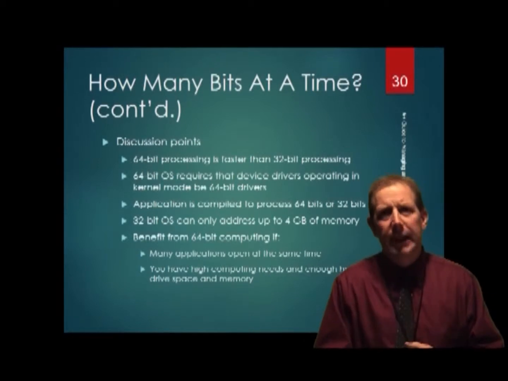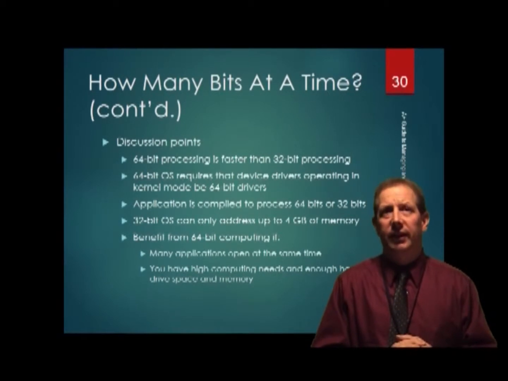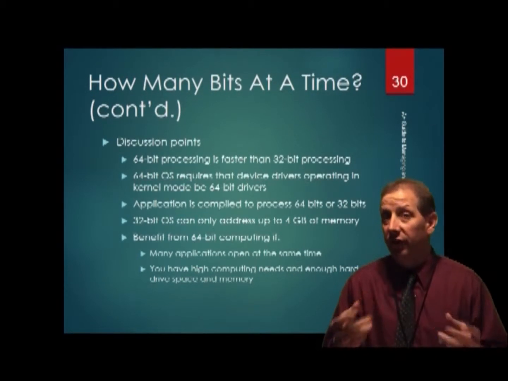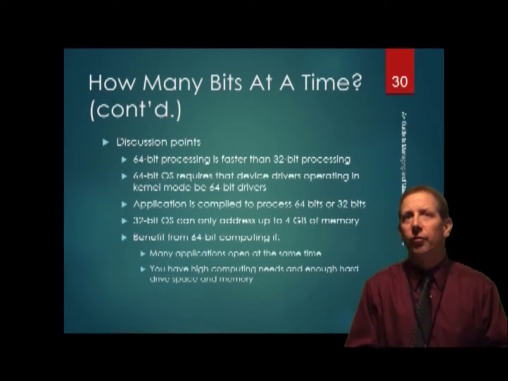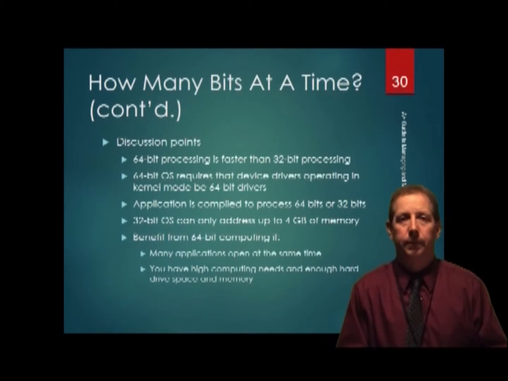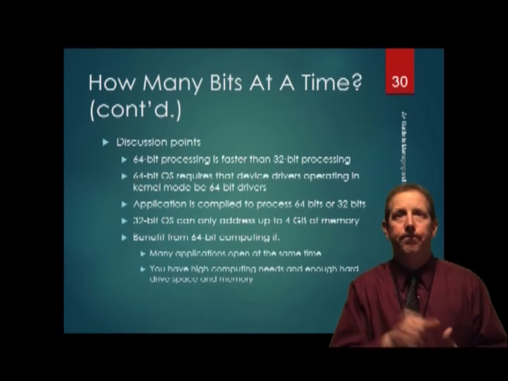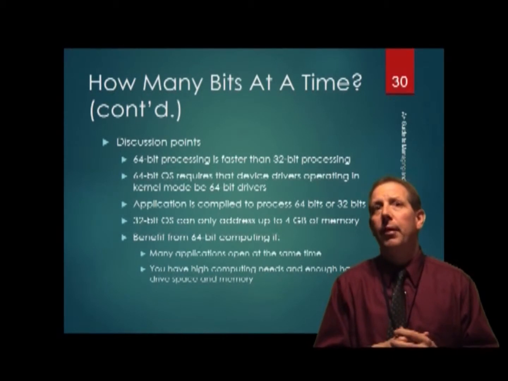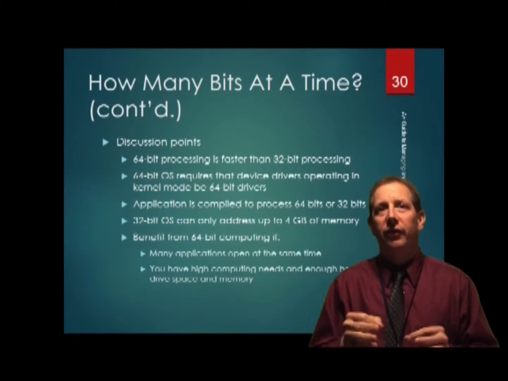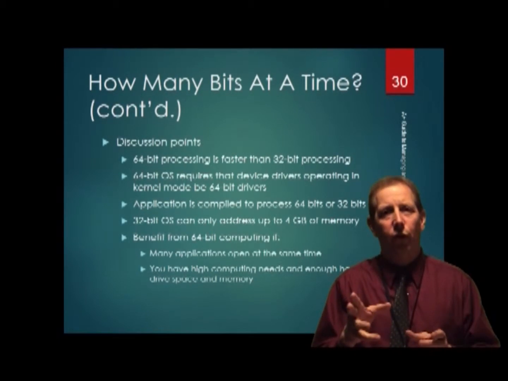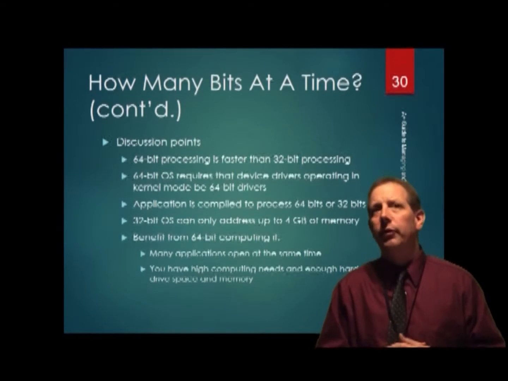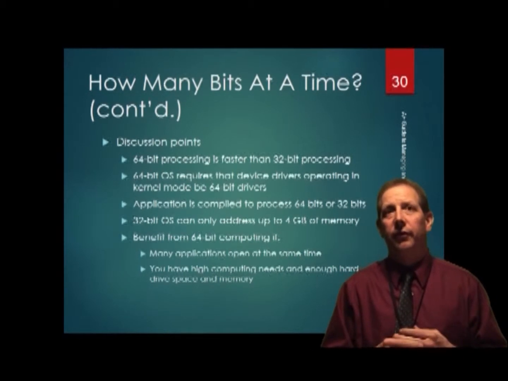Point 1. 64-bit processing is faster than 32-bit processing because the CPU is handling more bits at once. However, a 64-bit operating system requires more resources than a 32-bit operating system. Point 2. A 64-bit operating system requires that device drivers operating in kernel mode be 64-bit drivers. Remember, kernel mode is how we access the hardware. These 64-bit drivers must be available from the device manufacturer.